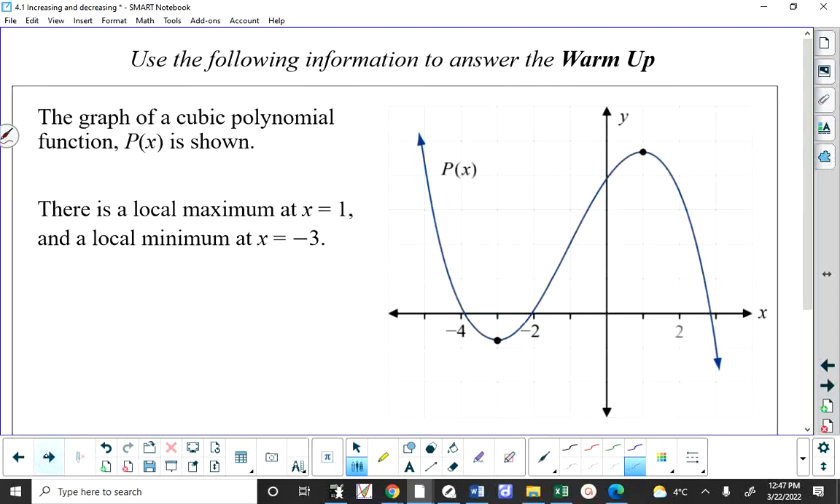So we're going to do a warm-up here just to gel these ideas. What I have is a polynomial function. It's a degree 3 polynomial function.